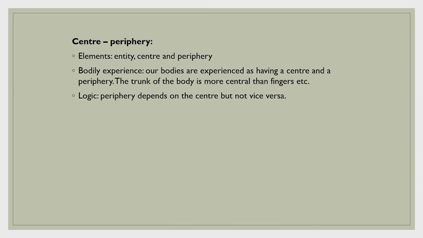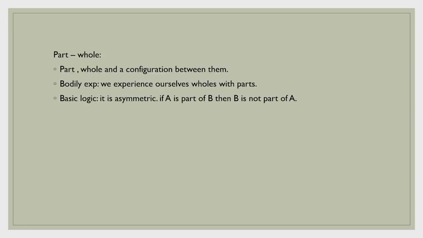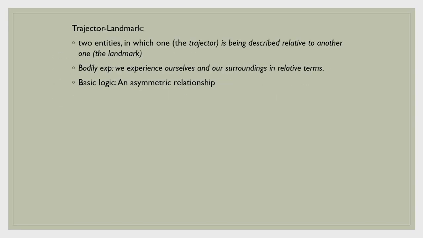And then there is of course, center periphery. Center periphery we have already seen in metaphor. We will look at the relationship of image schema with metaphor also. So, this is yet another, center periphery, simple to understand. Part whole, schematic understanding we have also seen. Trajector landmark we have just seen. So, two entities in which one is being described relative to another is the trajector landmark image schema.